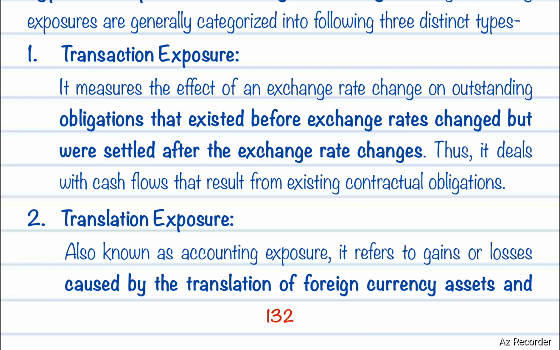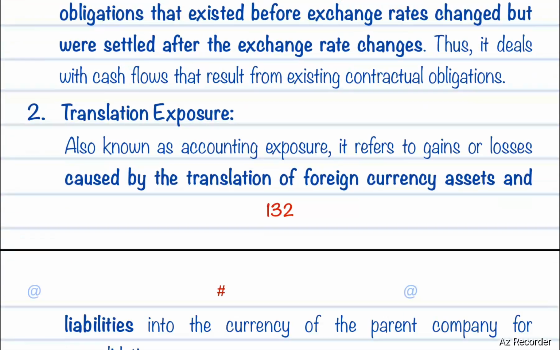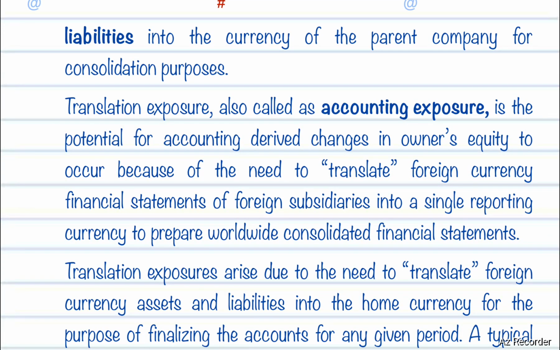First one, transaction exposure. It measures the effect of an exchange rate change on outstanding obligations that existed before the exchange rate changed but were settled after the exchange rate changes. Thus, it deals with cash flows that result from existing contractual obligations. Translation exposure, also known as accounting exposure, refers to gains or losses caused by translation of foreign currency assets and liabilities into the currency of the parent company for consolidation purposes.